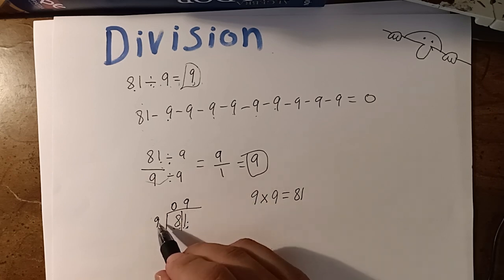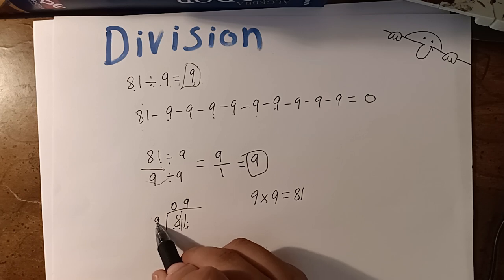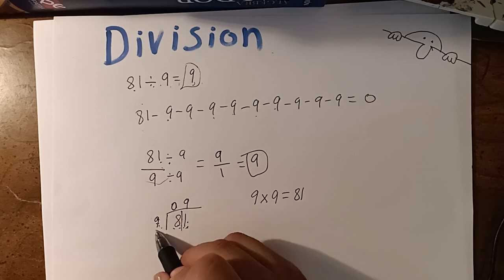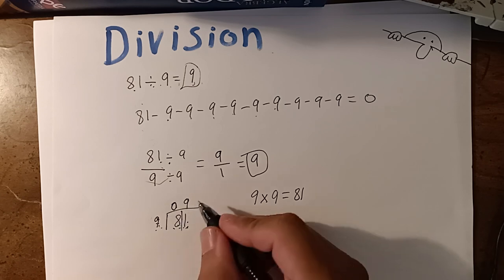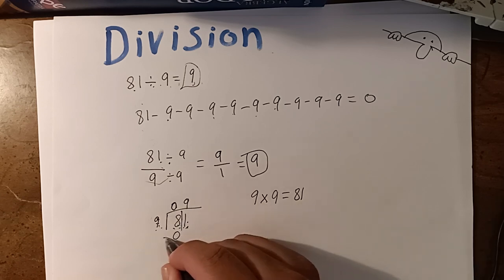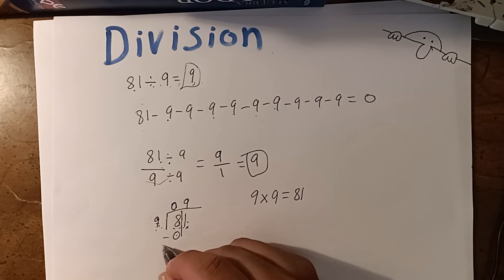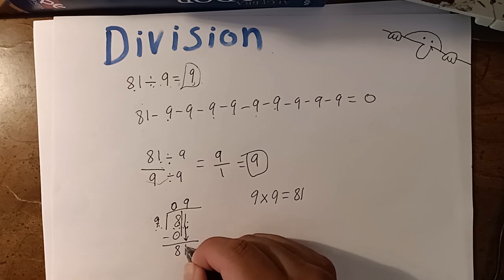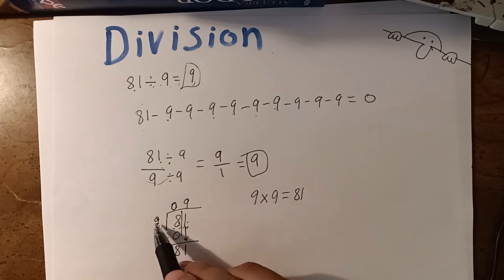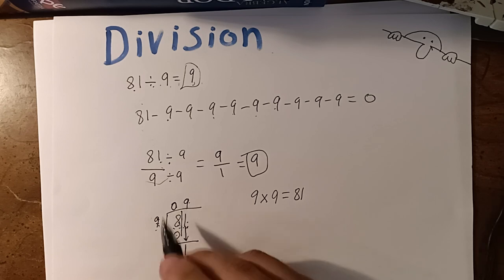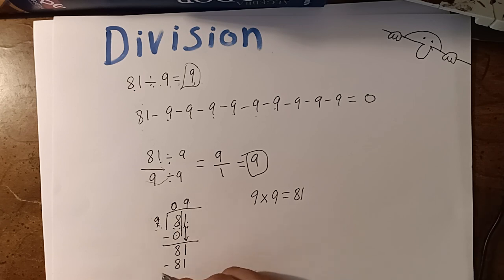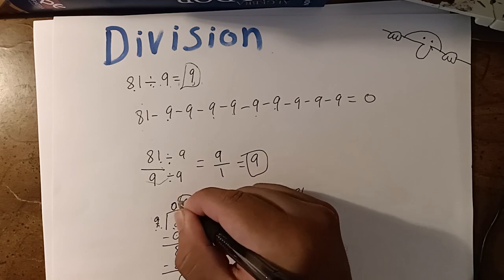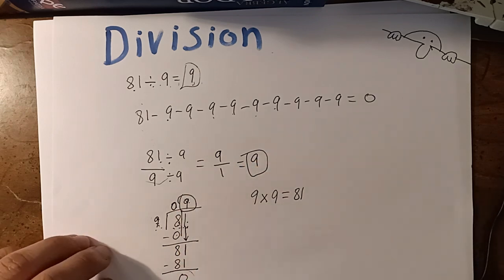And then what you do is you would multiply 9 times 0, which would be 0. Then you would do 8 minus 0, which would just give you 8. And then you bring this guy down to get your 81. Then you move on to the next number: 9 times 9 is 81. And you subtract. Once your final answer is a 0, you can stop, and your answer is whatever's on top. So that's our answer: 9.